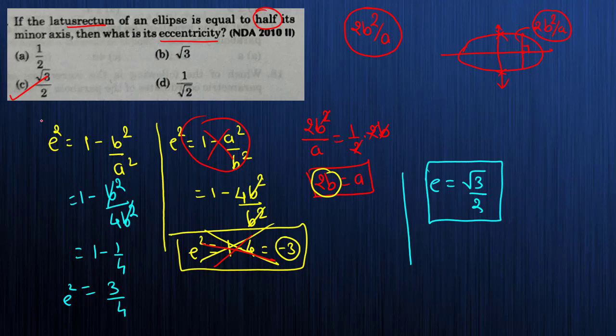So only tricky part is what here? Which formula to use? And for that what trick we have seen is use the factor which is less than 1, because eccentricity is always less than 1 and it is positive. You cannot have the negative square root. That's why it is wrong. ये wrong है. Okay, this is right.